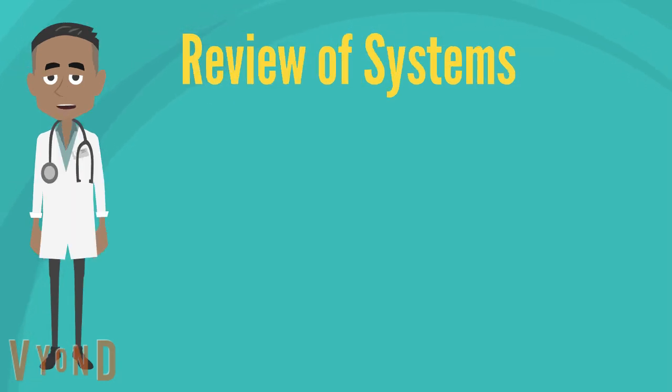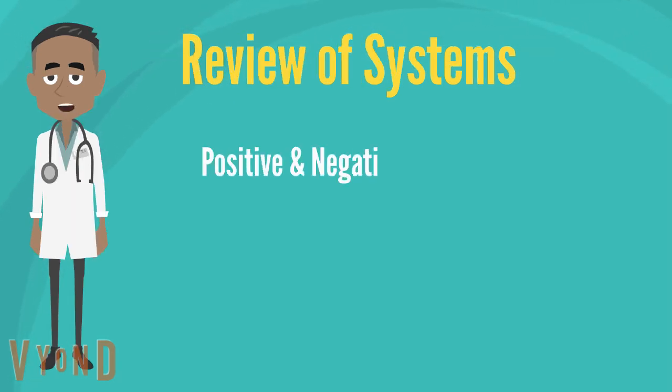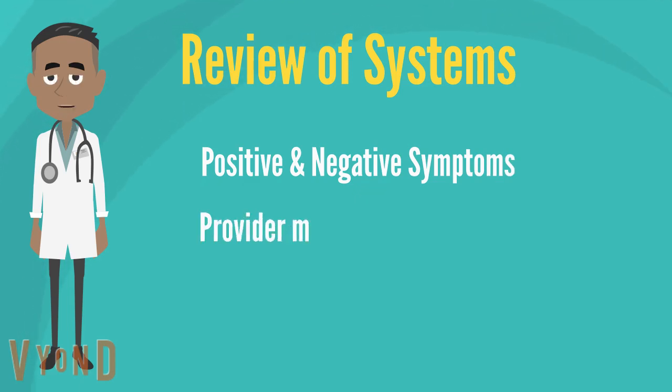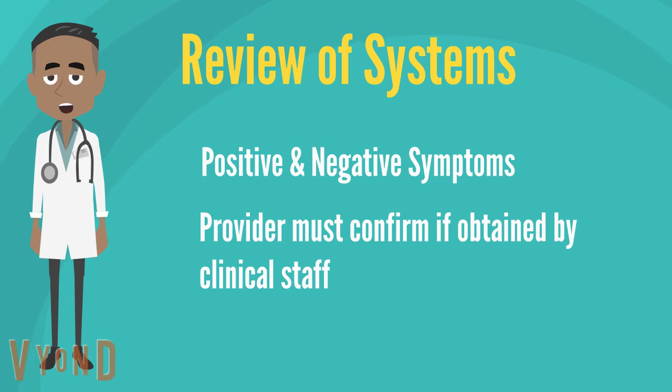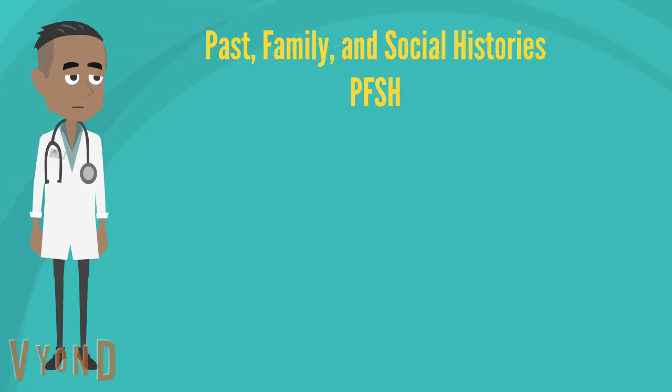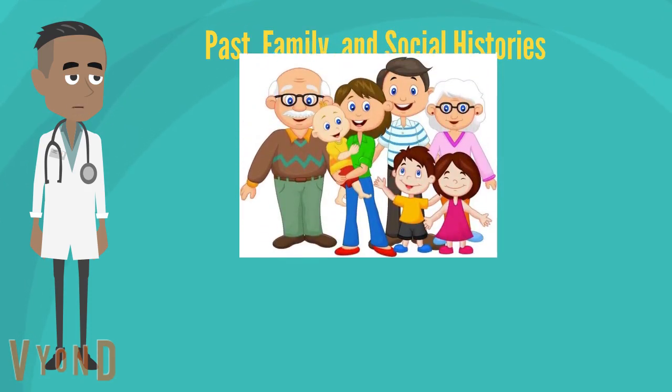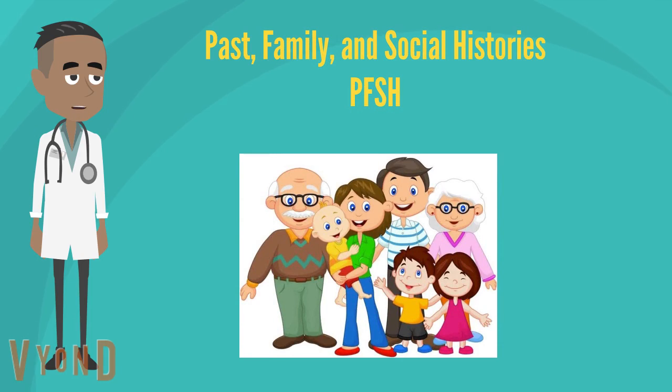ROS, or review of systems, is an inventory of positive and negative symptoms the patient may have related to their chief complaint. If obtained by clinical staff, information must be reviewed and confirmed by the provider. Past, family, and social histories, or PFSH, includes a patient's past medical history, family medical history, and patient's social history, such as age-appropriate activities. If these are obtained by clinical staff, they must be reviewed and confirmed by the provider.